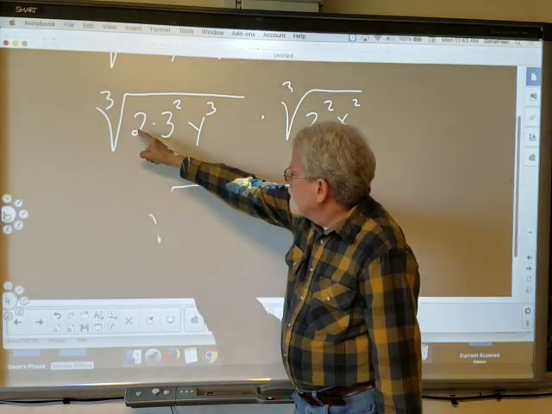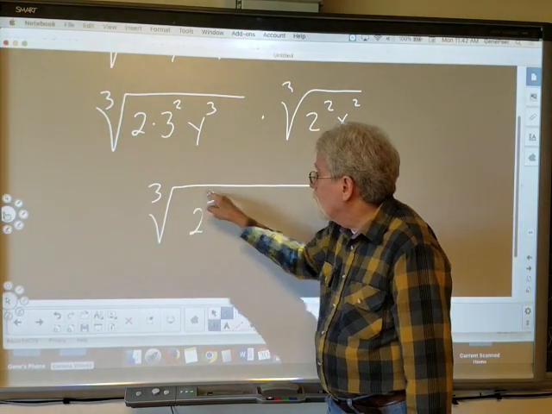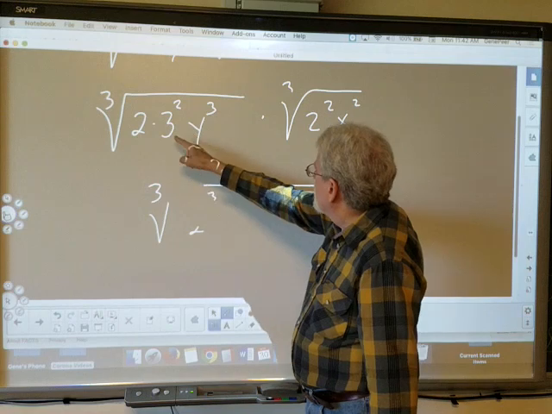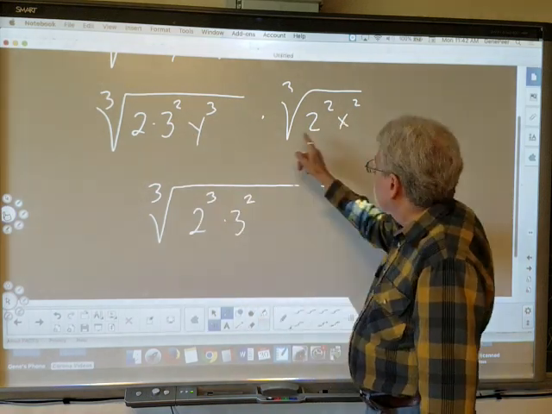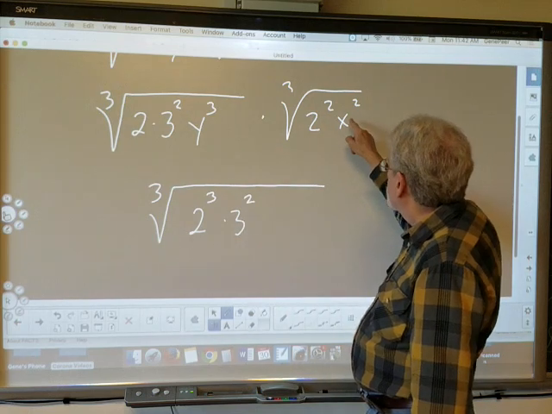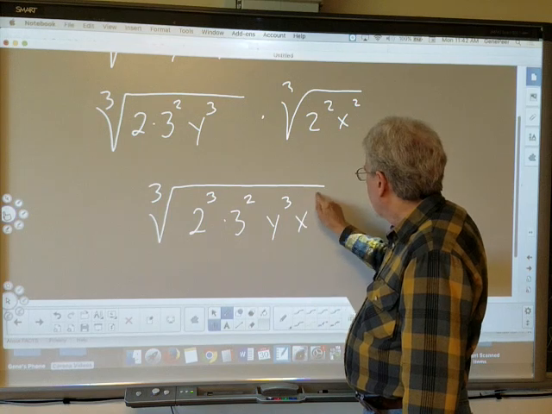Here I've got 2 times 2 squared is 2 to the third. Oh, look, yeah. And here I've got 3 squared, but that's the only 3 I have. 3 squared. And I've got y to the third times x to the second. Not much I can do with that. Y to the third, x to the second.